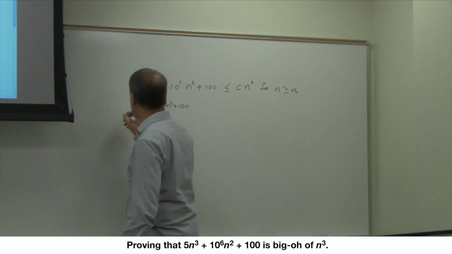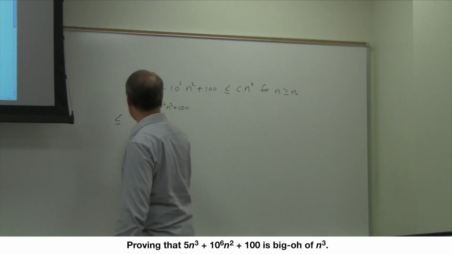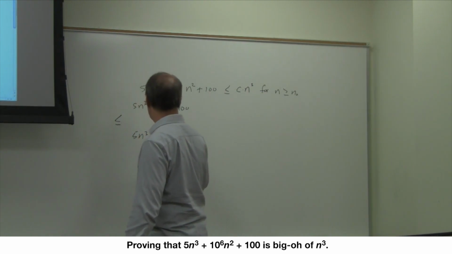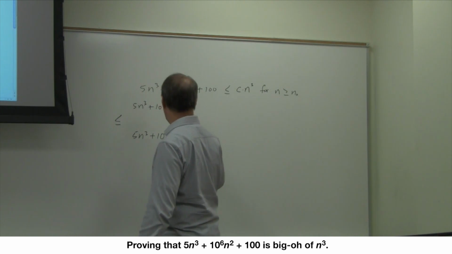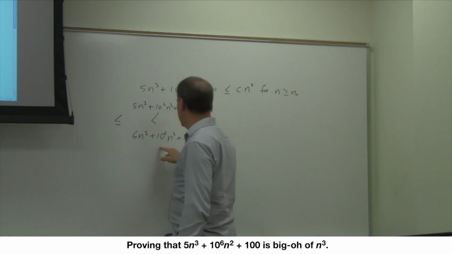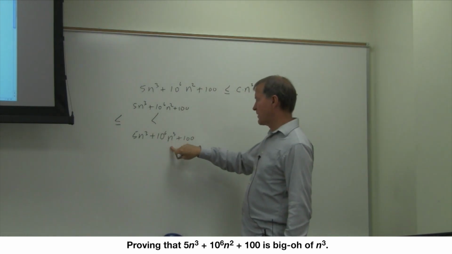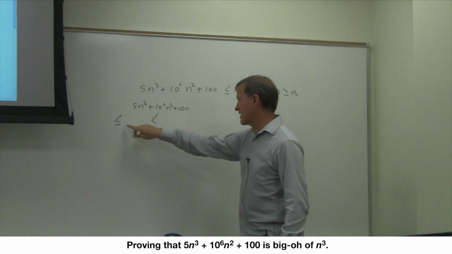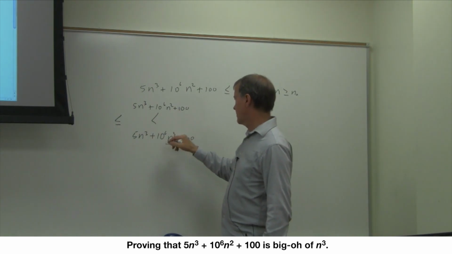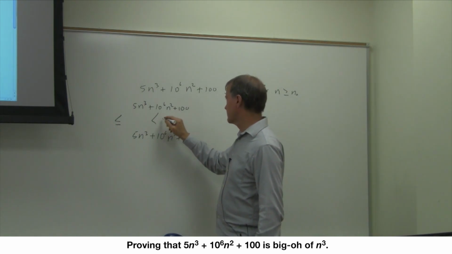The first step would be something like this, right? This is less than or equal to 5n cubed plus 10 to the 6th n cubed plus 100, right? Now, because we're making this bigger, this is less than or equal to this. But can't we just make the 100 an n cubed too? Yeah, I was going to do that in the next step.